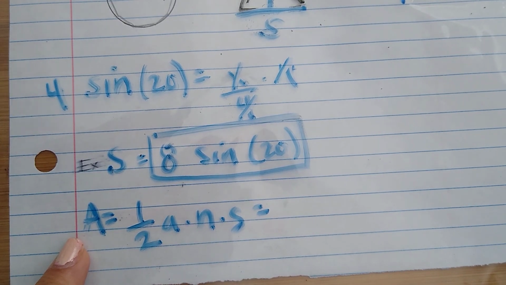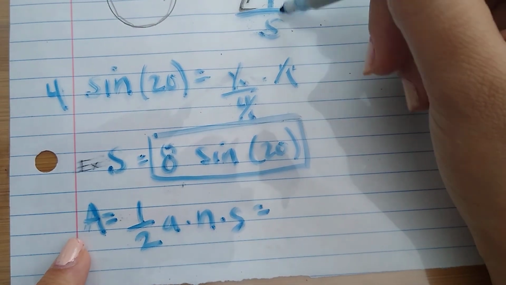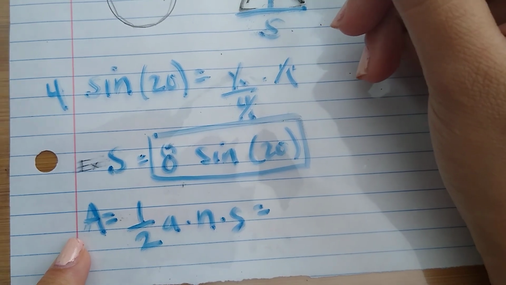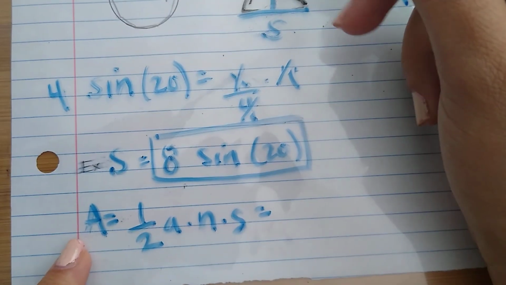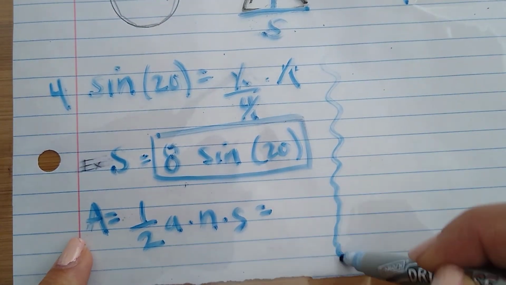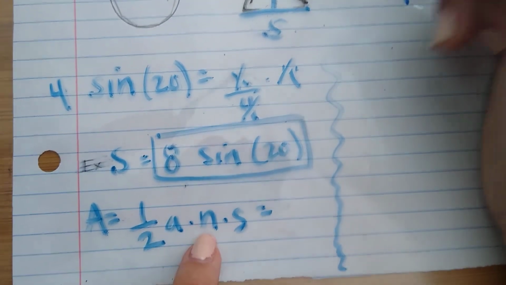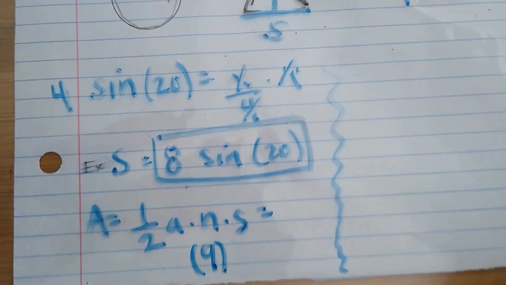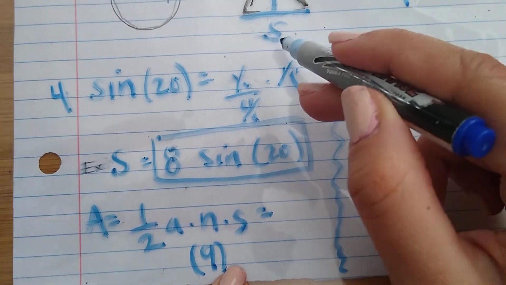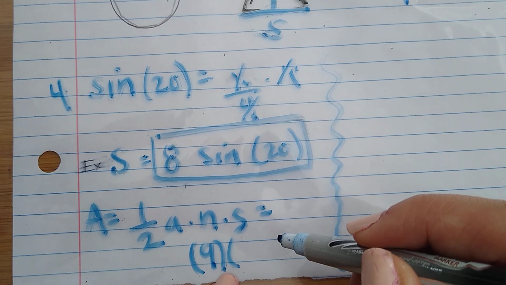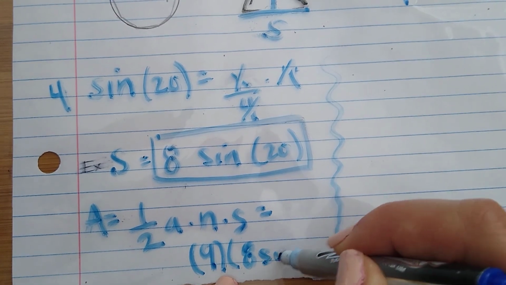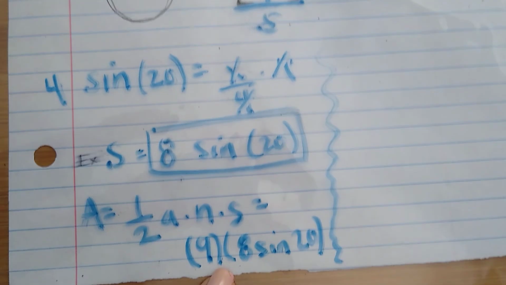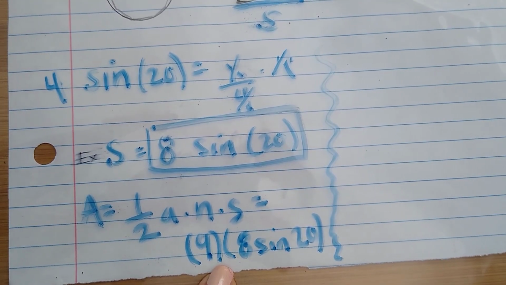I'm going to be solving for the apothem. Actually, I need to find what this here is. I'm going to separate this. So I know my n is 9, and then my side length is 8 times sine 20, right over here. Now I need to find this side here, my apothem.